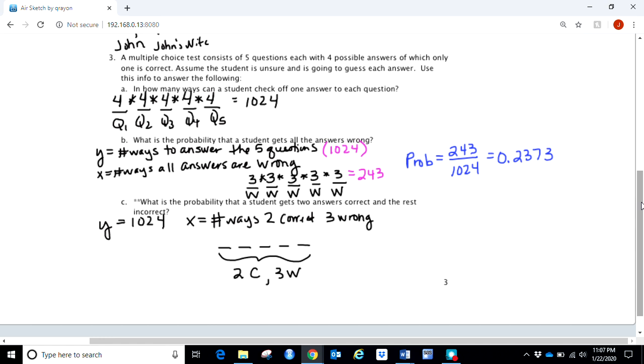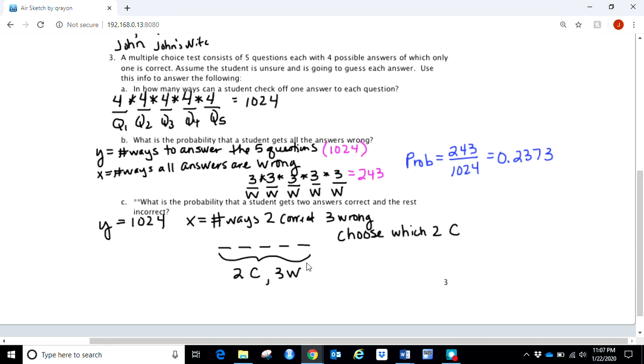But which 2 questions are going to be the correct ones? It doesn't say that I got the first 2 correct and the last 3 wrong, right? It just says that I got 2 correct. It doesn't say where I got those 2 correct. So the first thing I need to figure out is how can I get 2 questions right? So the first thing I'm actually going to do is choose which 2 questions are correct. So which 2 are going to have a C attached to it.